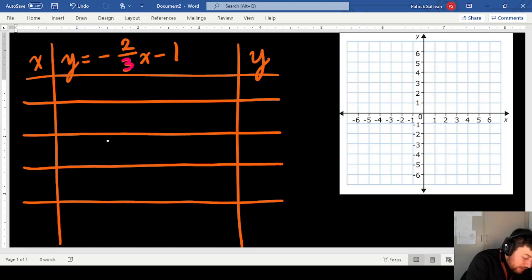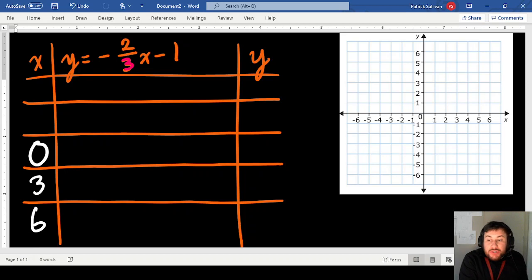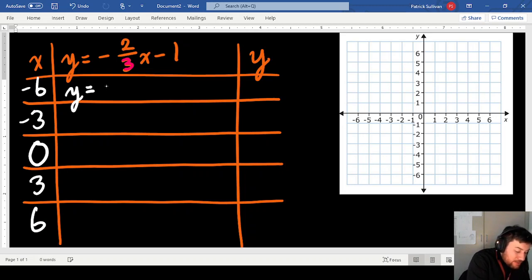Okay. So I'm always going to use 0 as one of my x input values. Okay, 0 makes things very easy to compute because anything times 0 is 0. So the multiples of 3, well, I'm going to use 3, 6 as my first two positive multiples. And then my negative multiples would be negative 3, negative 6. Okay, so now all I'm going to do is just plug in.